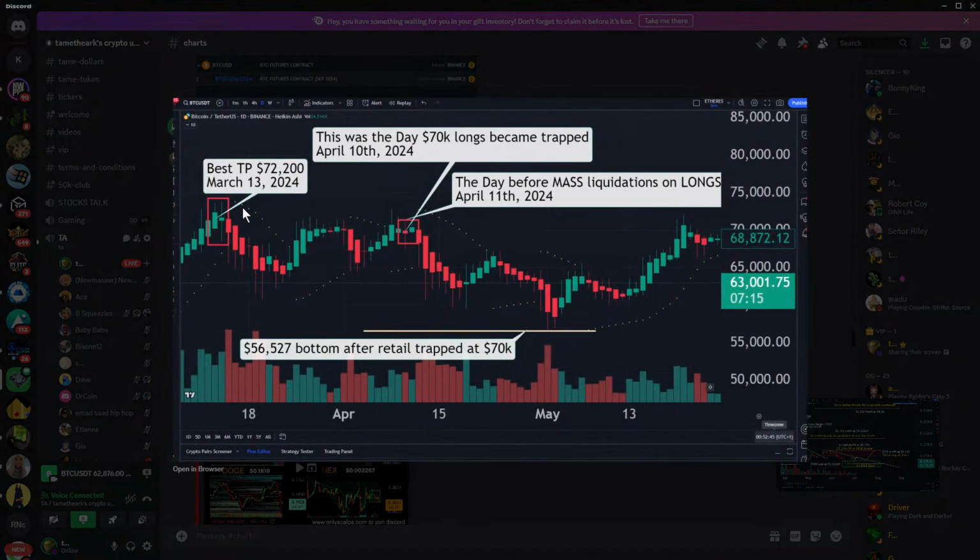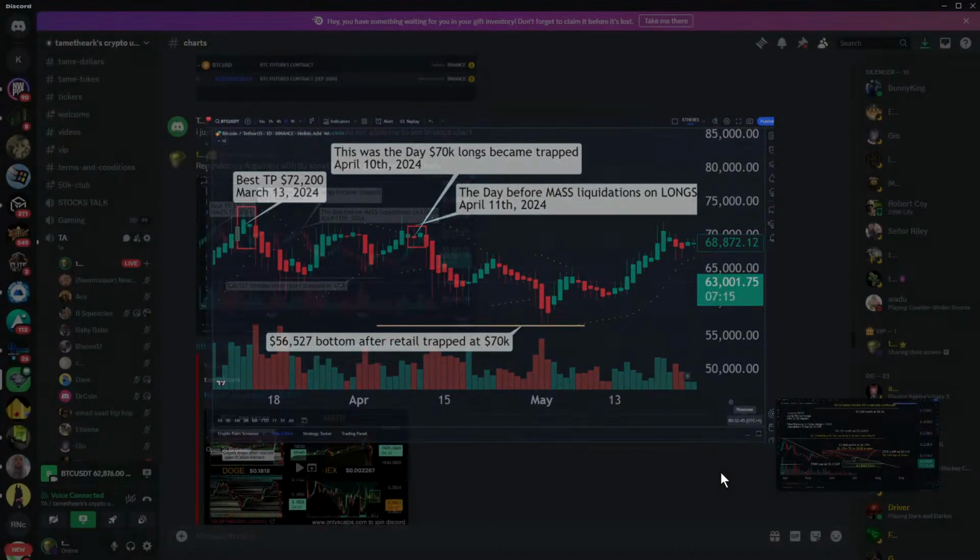I did something similar for Bitcoin, like the best take profit that you could have done, and then the last time you could have taken profit before loans got trapped in the Bitcoin positions.